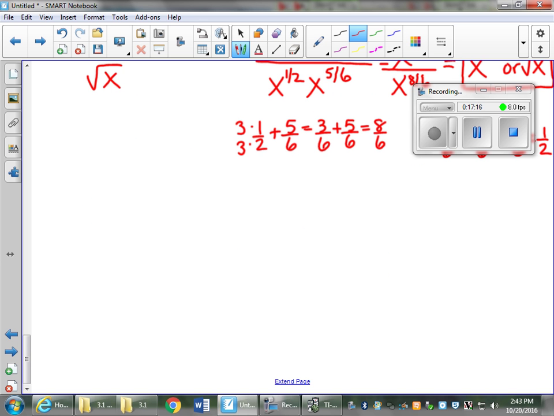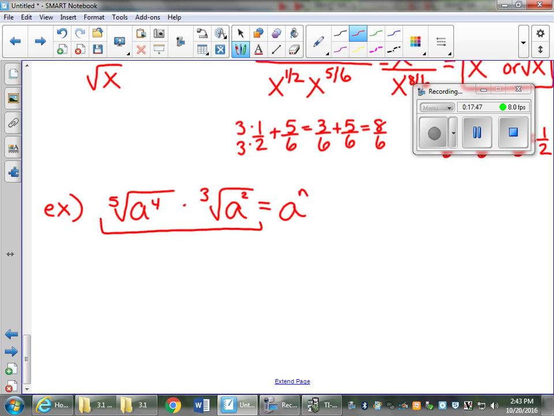And the one additional example that we're going to do today was actually taken from a Smarter Balanced released item, and even though you guys don't take Smarter Balanced for math in high school anymore, I still think it's a good question. So this last example, if I gave you 5th root of a to the 4th times cube root of a squared, and that has to equal a to the n. So we're essentially trying to figure out what n is equal to by simplifying this left-hand side.